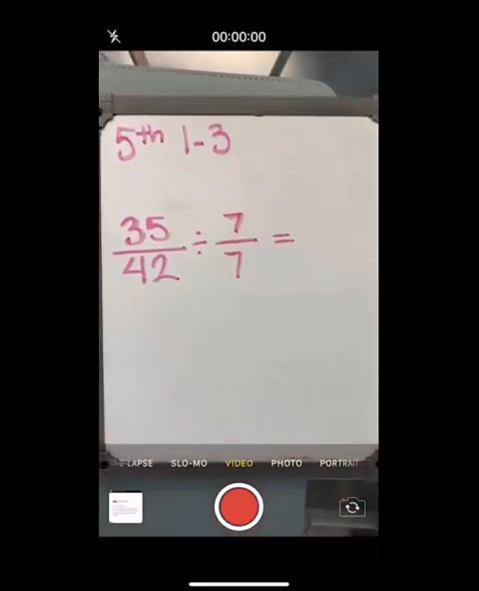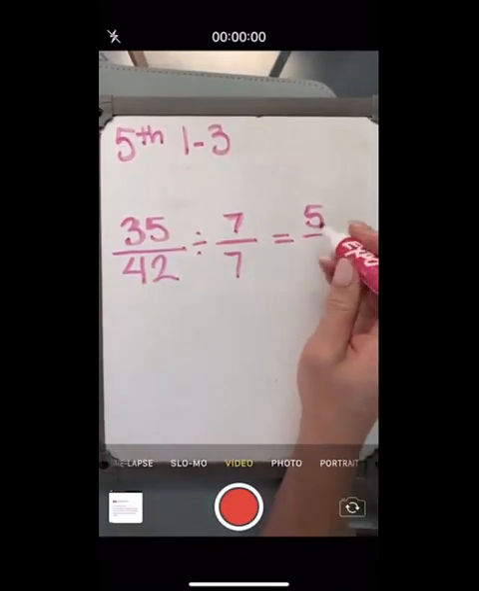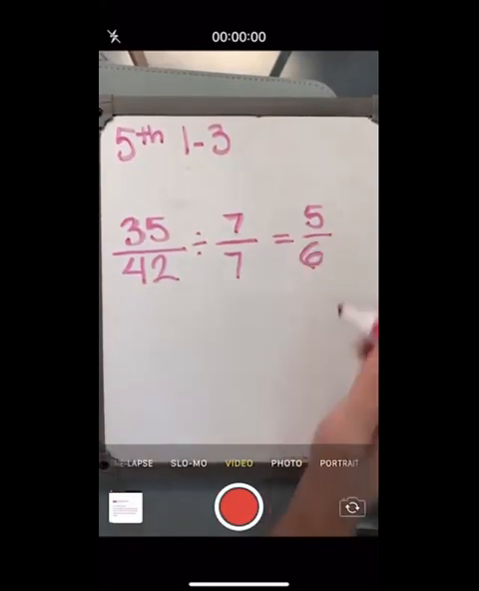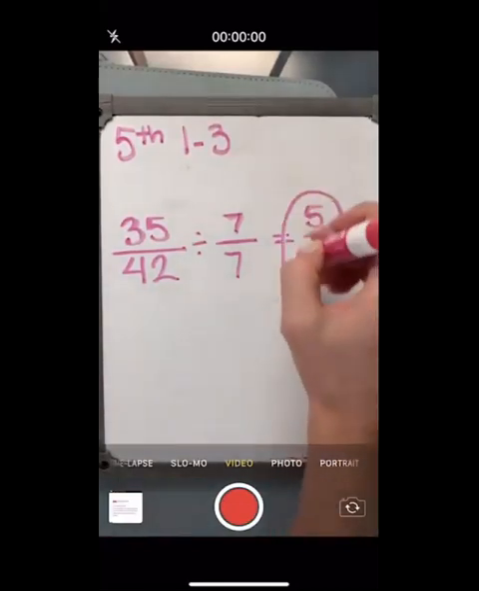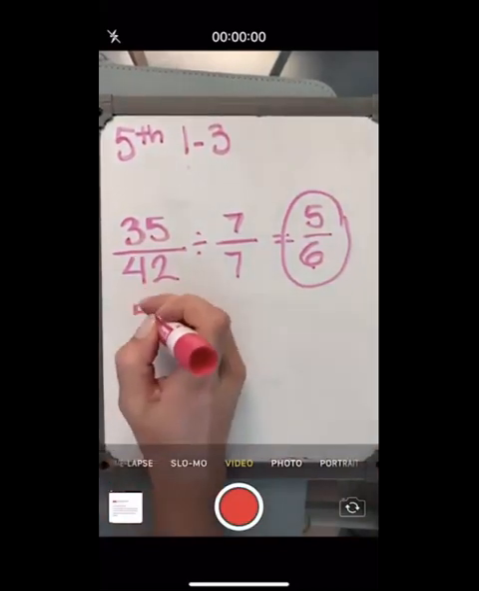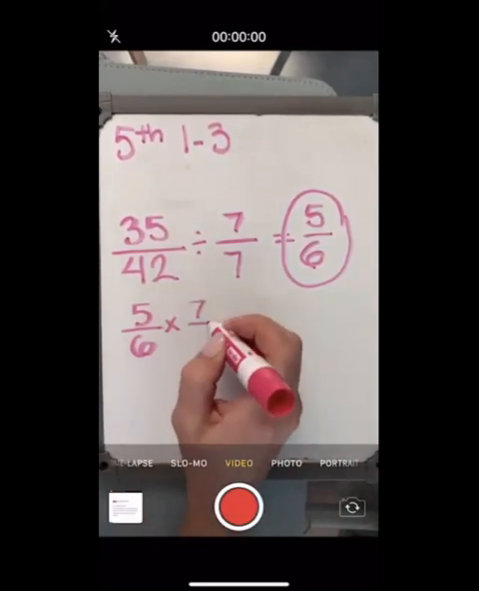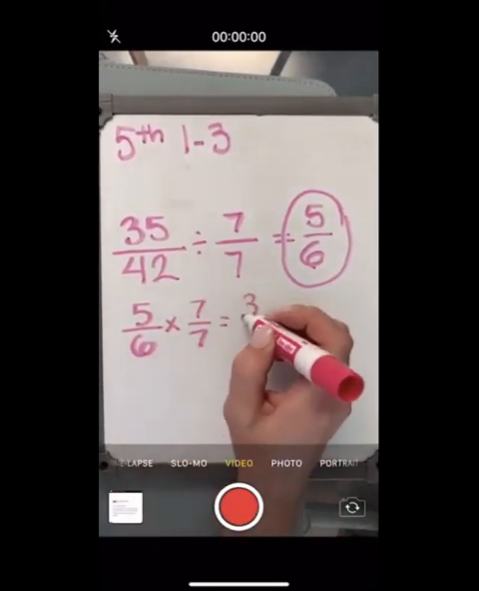Because I know that 7 times 5 is 35 and 6 times 7 is 42. 5/6. Can I make that any smaller? Can I divide 5 any smaller? 5 is prime, so I can't go any smaller. So you're always trying to get down to the simplest form. And again, if you wanted to make it bigger, you can do the opposite way around. If I wanted to multiply it by 7, I would get the same thing.